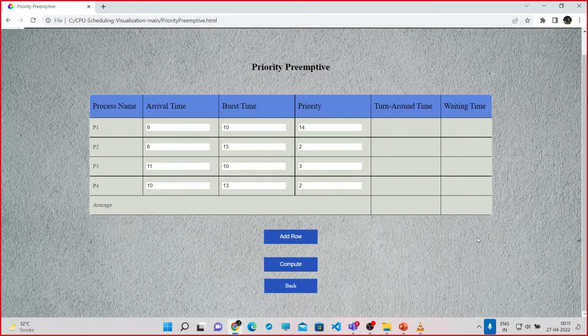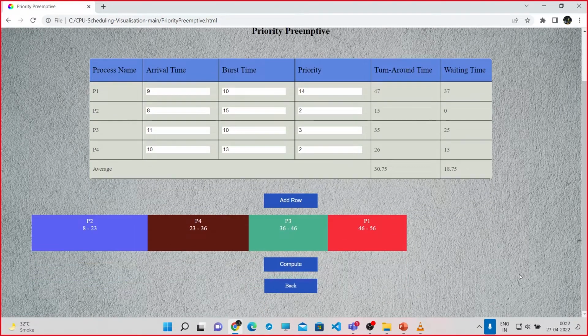Here we can see the priority preemptive demo algorithm. There are 4 processes, with an average column given. Processes P1, P2, P3, and P4 are given with 6 columns: process name, arrival time, burst time, priority, turnaround time, and waiting time. Now we will compute that and see the Gantt chart.